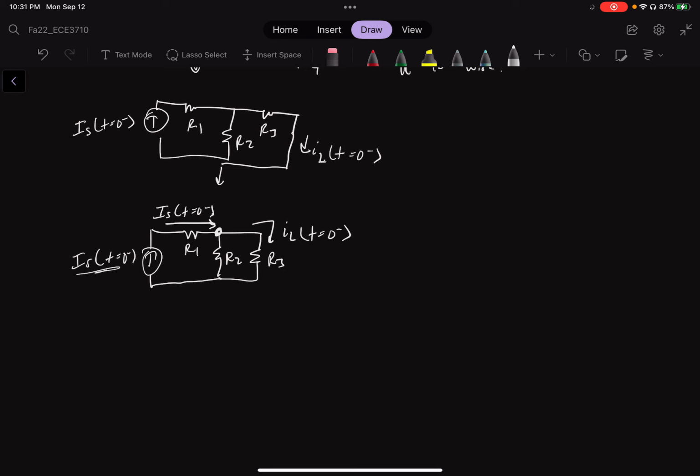So we can use current divider law. IL at t equal to 0 minus is equal to IS at t equal to 0 minus divided by R2 plus R3, times R2. Why is this possible?